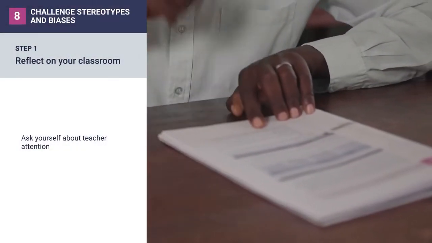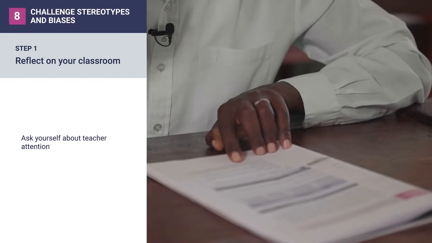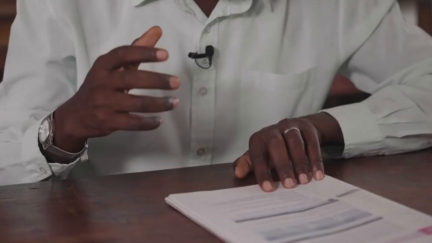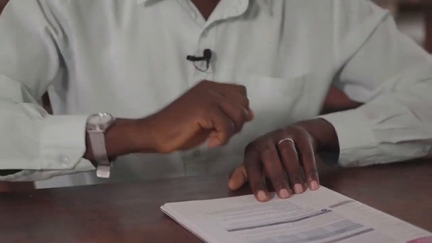Which students raise hands or are asked questions the most? Which students receive the most feedback, help, and praise? How are classroom duties divided among students? Are there any patterns in my classroom that indicate a bias for or against any groups?